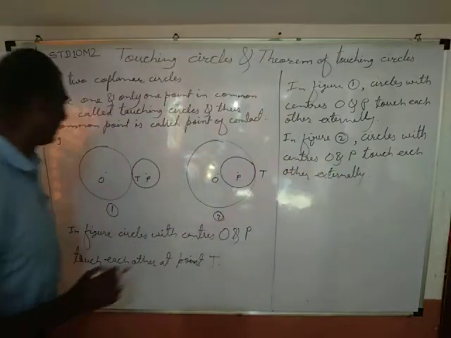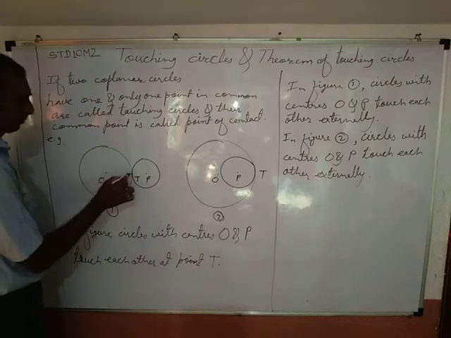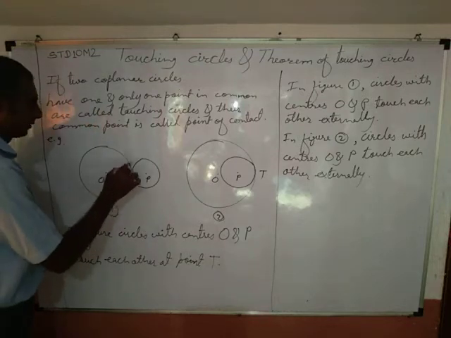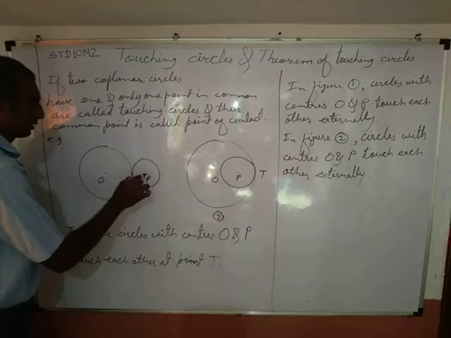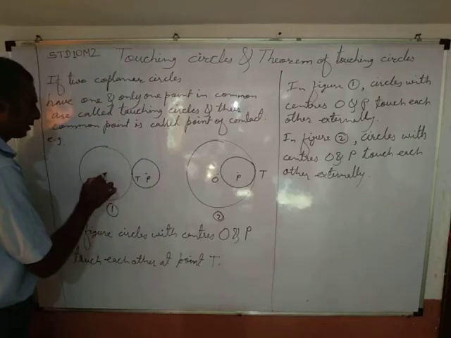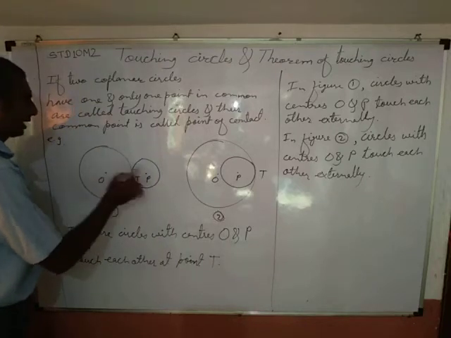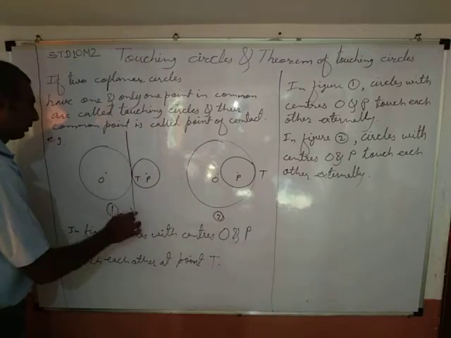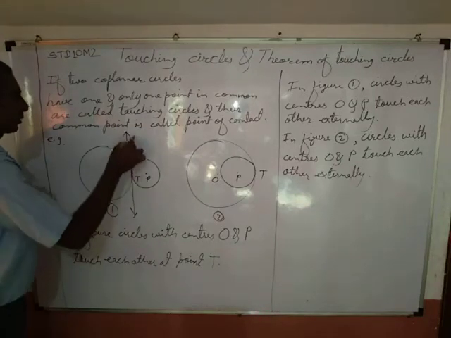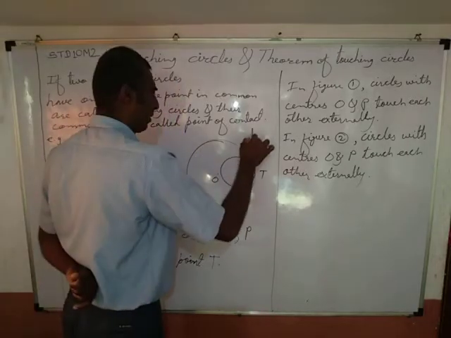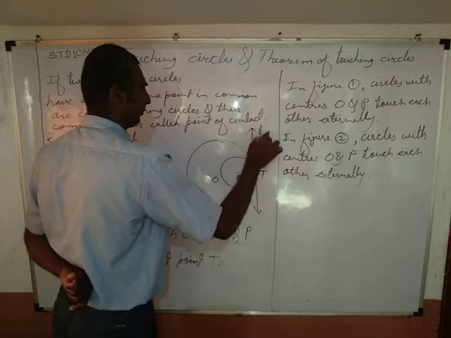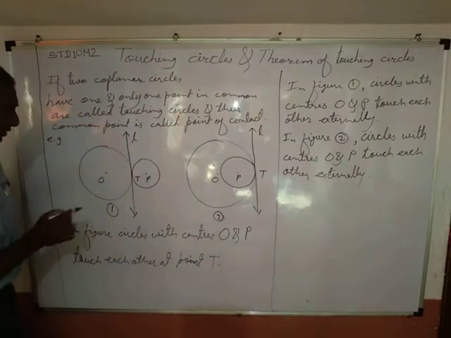Okay. Now in this case you may note, if circles touch each other externally, then the centers of those circles lie on opposite sides of a common tangent. Let us suppose the line here is their common tangent at their common point of contact T.